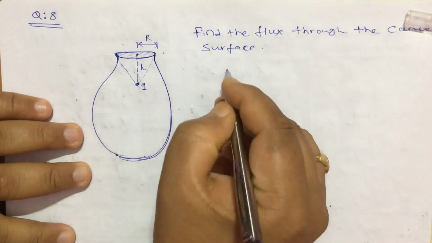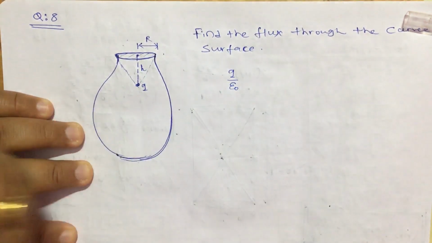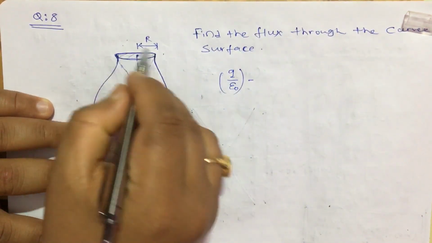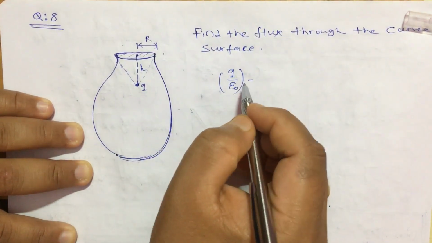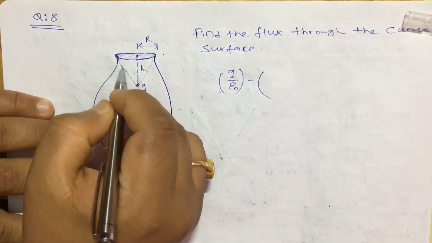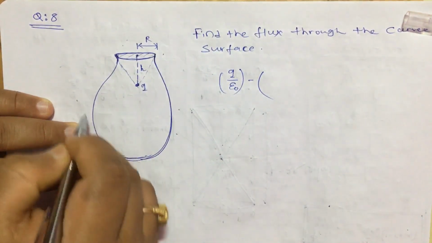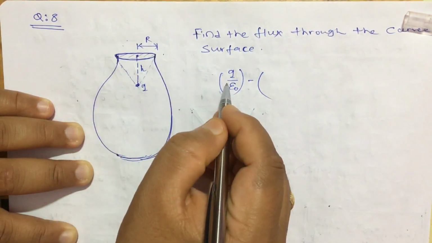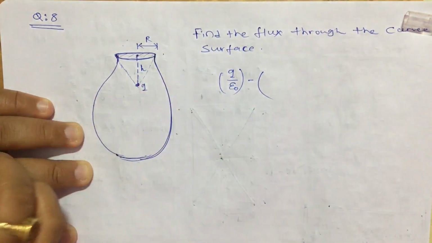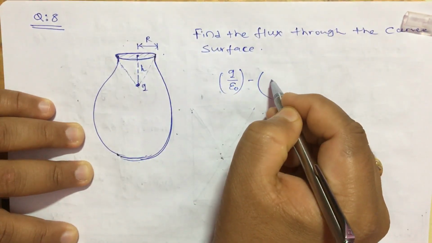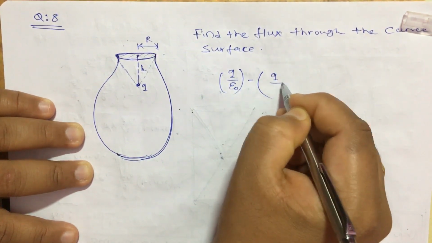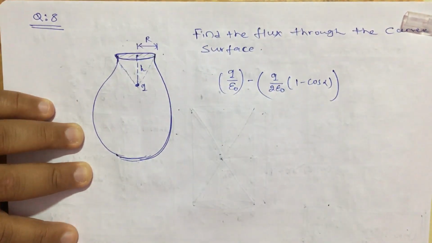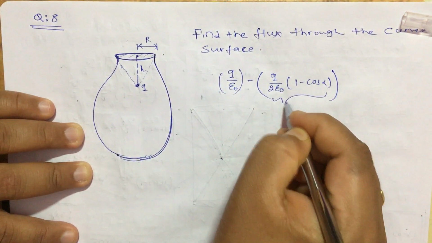See, the total flux is going to be Q by epsilon naught. This is the total flux through this closed surface, and subtract from it the flux passing through this surface, because flux is going everywhere, in all directions. So if you subtract the flux through this surface from the total flux, then you will get the flux through the spherical one. So it is Q by epsilon naught minus, the formula is Q by 2 epsilon naught into 1 minus cos alpha. This is the flux through a cone as we derived earlier.